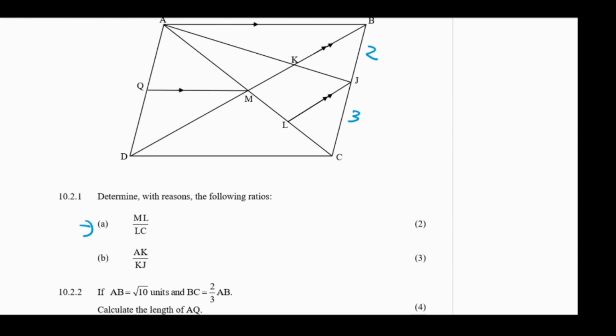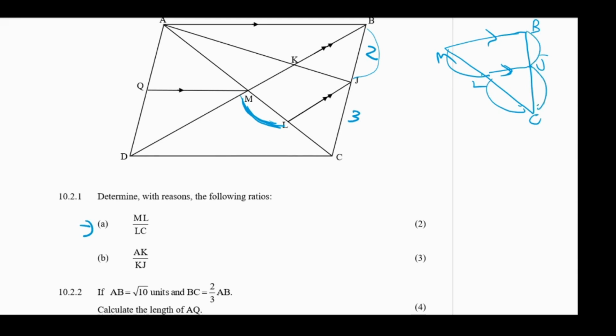10.2.1a, we are asked to find ML over LC. So this is ML, right? The ratio of ML is going to go with this 2 here. If you take a look, we have the triangle that looks like this, and this is M, this is L, this is C, this is B, this is J. So these are parallel. When these are parallel, then the ratios would be equal, right?